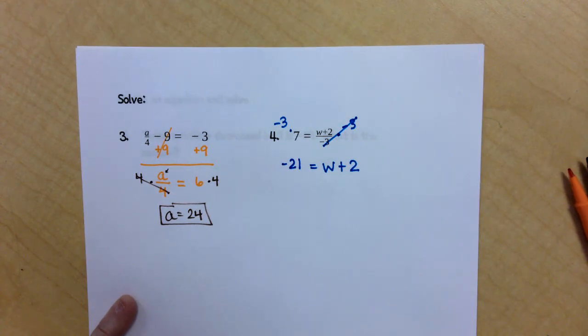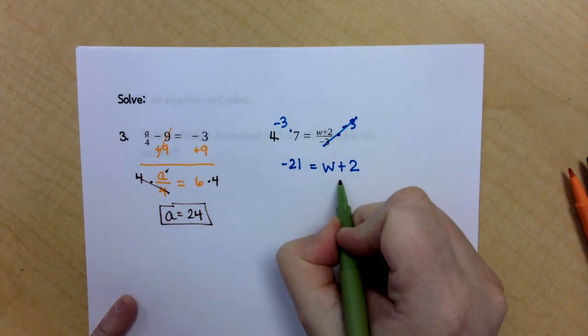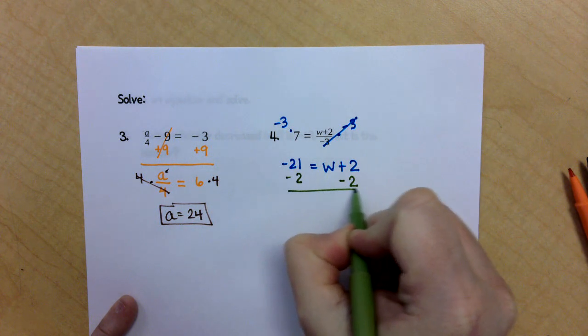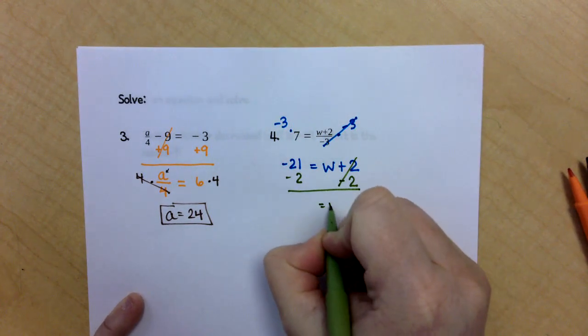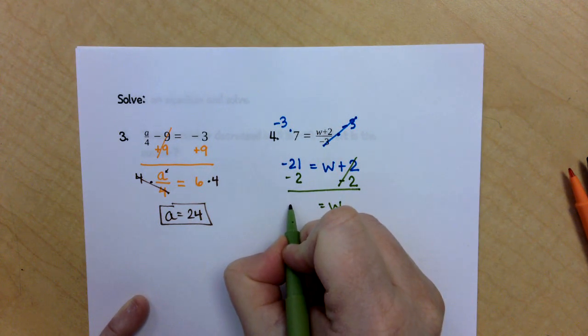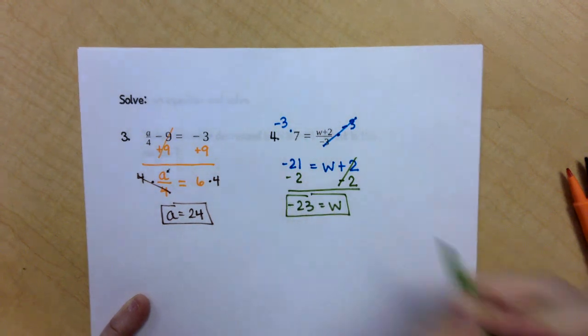And now I can look at what's left. W plus 2, how do I get rid of the plus 2? The inverse of addition is subtraction, so I'm going to subtract 2 from both sides. It cancels them from the side of the variable. Negative 21 minus 2 more is negative 23.